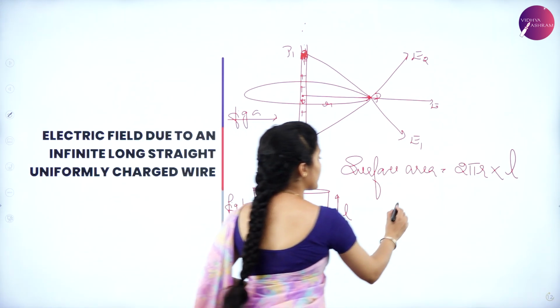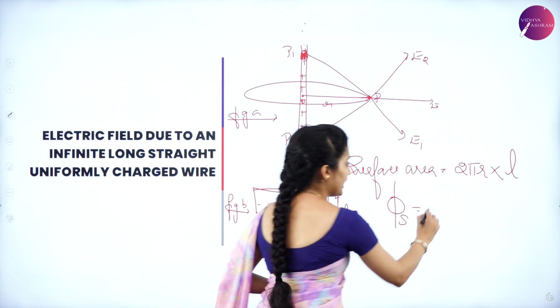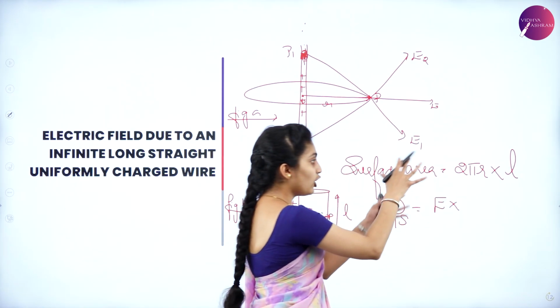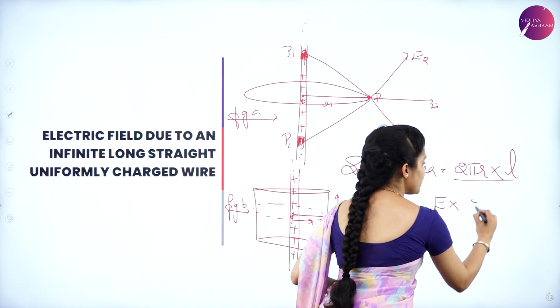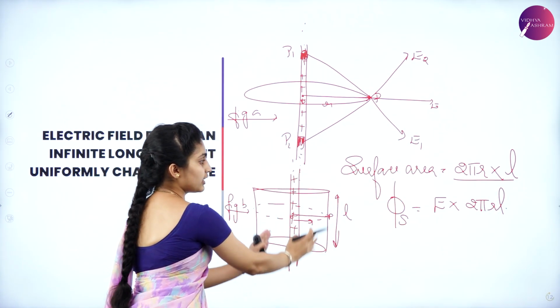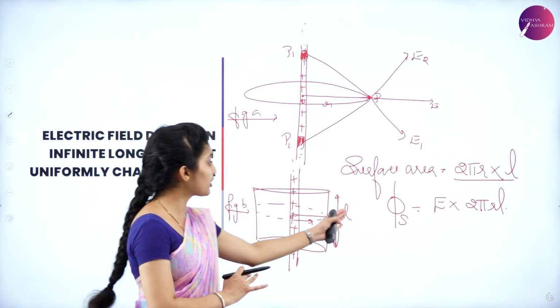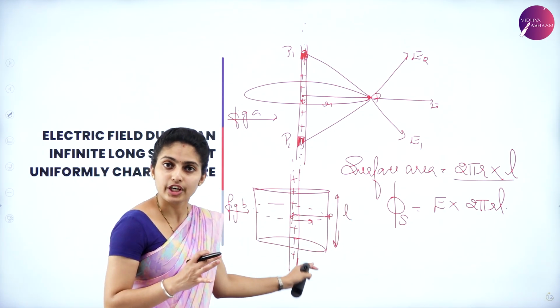Now we'll have to calculate the flux. Flux at the surface is nothing but the electric field into the area. Area is 2 pi rL. So that can be the flux at the surface. This is not with regard to your Gauss law. This is all because of this diagram which we are drawing here.